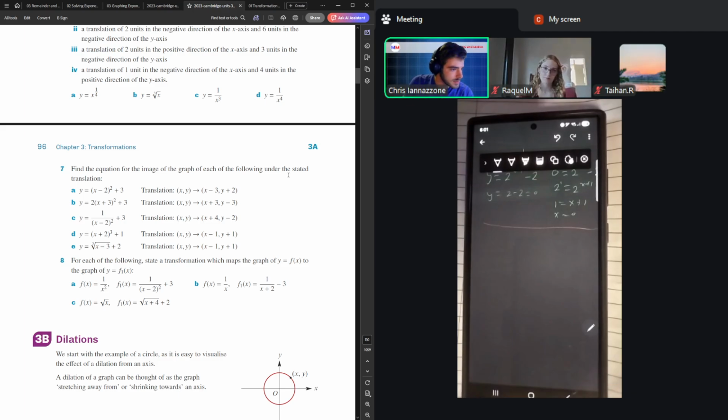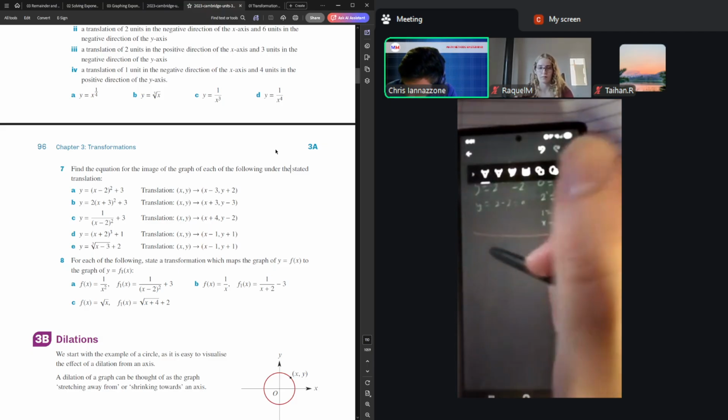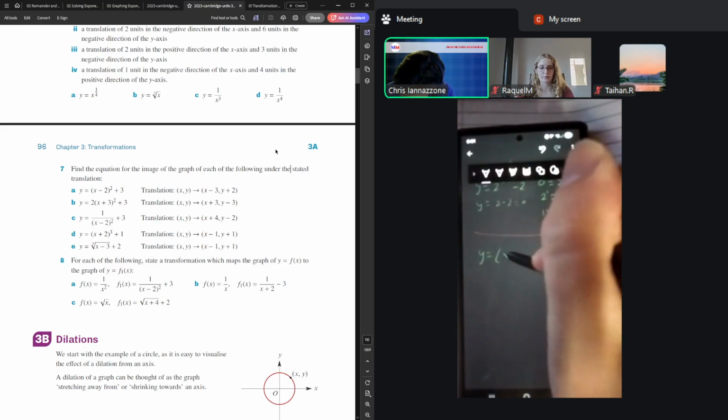Easy. All right, cool. So 7A, we've got a quadratic. The translation is described as mapping x to x minus 3 and mapping y to y plus 2. We'll start writing that out. As I'm going through that, let me know if there's anything we should do to start it off.